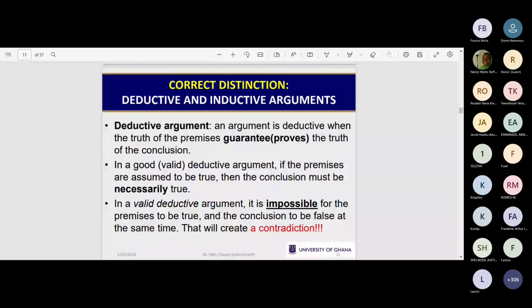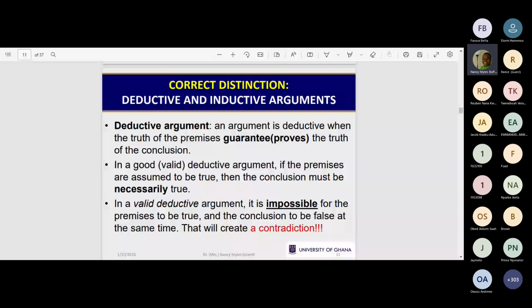Deductive argument. An argument is deductive when the truth of the premises guarantee, in brackets proves, the truth of the conclusion. In a good, valid deductive argument, if the premises are assumed to be true, then the conclusion must be necessarily true. In a valid deductive argument, it is impossible for the premises to be true and the conclusion to be false at the same time. That will create a contradiction.